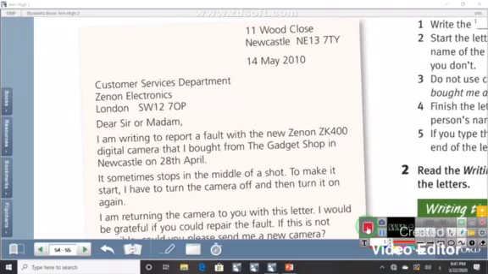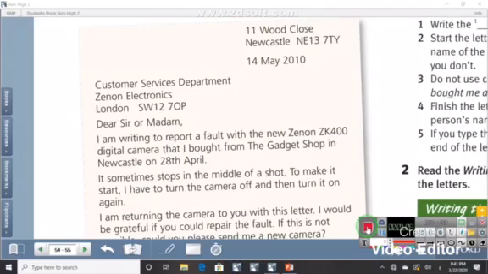Number 1, your address. Write your address. This is the first part. Number 2, the date. You have to write the date. So the first things are your address and the date. The third point, the name and address of the person you are writing to. You have to write the name and address of the person you are writing to.